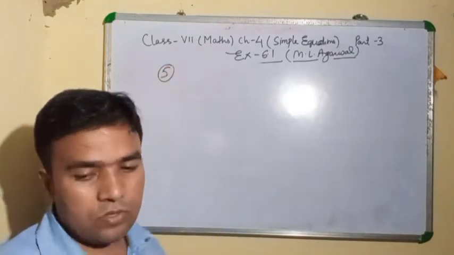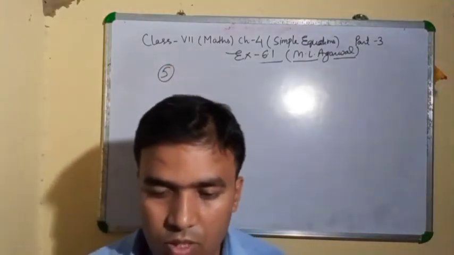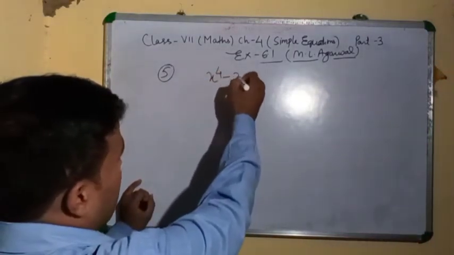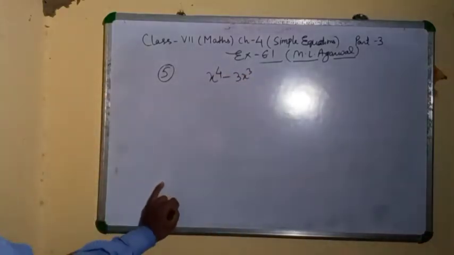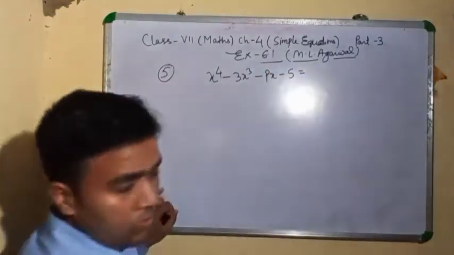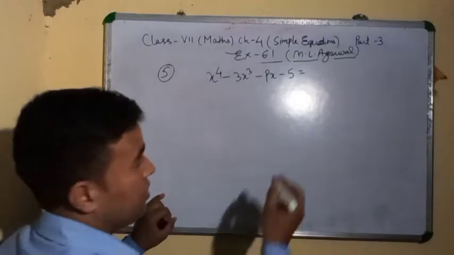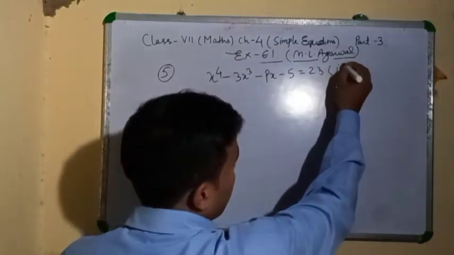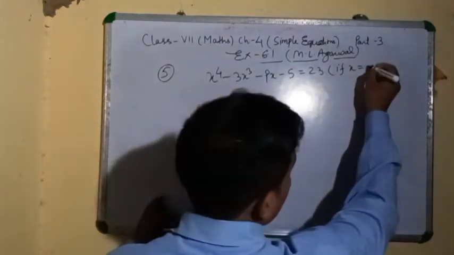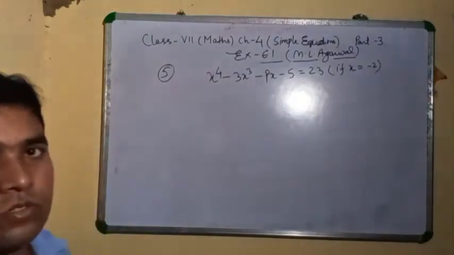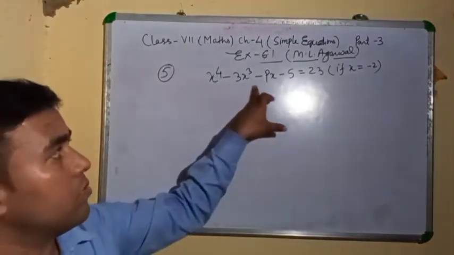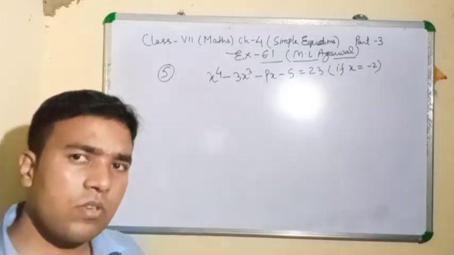Question number 5. Find the value of p if the value of x power 4 minus 3x cube minus px minus 5 equal to 23, if x equal to minus 2 is given. Clear? Find the value of p. Very simple. Put the value of x.